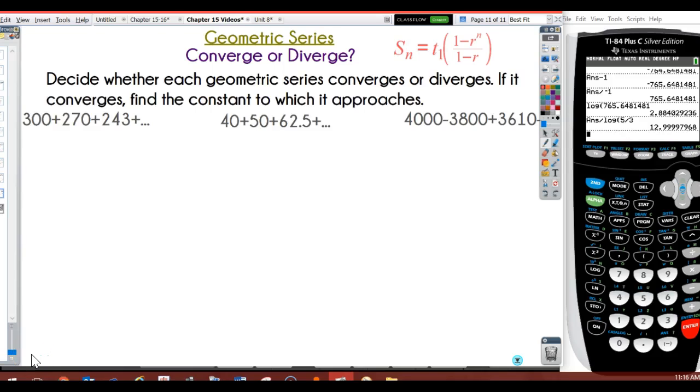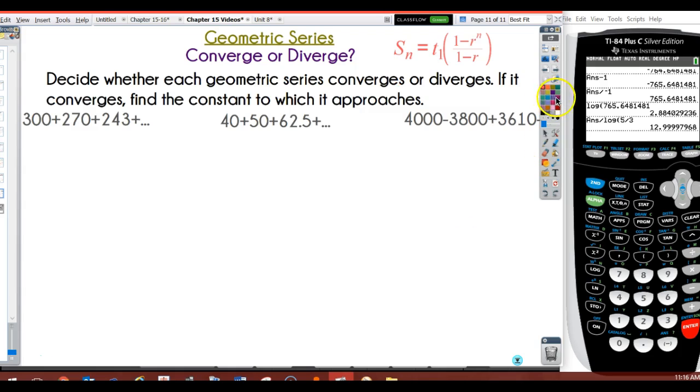In this video, we're going to decide whether or not each of these geometric series converges or diverges. And if it does converge, that means that as n gets infinitely bigger, the sum is going to slow down and approach a specific number. So if it does converge, we're going to find what number that is. If it diverges, it means it doesn't approach a specific number, so we don't need to worry about it.